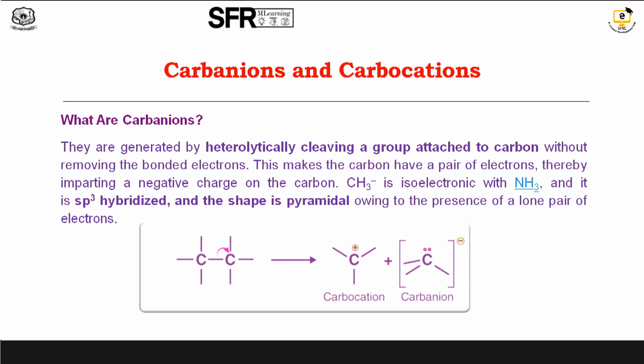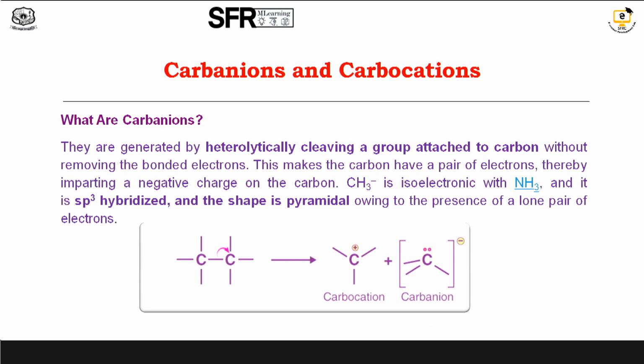Next we will move on to the next intermediate, carbanions and carbocations. These are generally created by heterolytic cleavage of the group attached to a carbon without removing the bonded electrons. This gives the carbon a pair of electrons, thereby imparting the negative charge on the carbon. So CH3 minus is isoelectronic with ammonia. You all know that, isn't it?